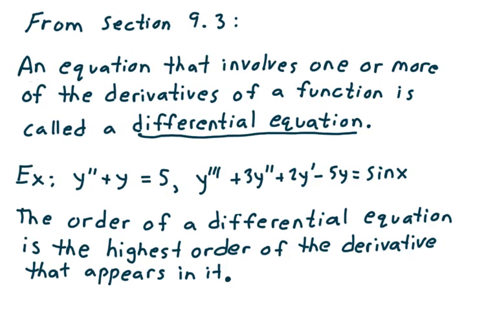If we look back at this second example here, notice how we have y triple prime plus 3y double prime plus 2y prime minus 5y equals sine of x. Because of this y triple prime, the order of this differential equation happens to be 3.